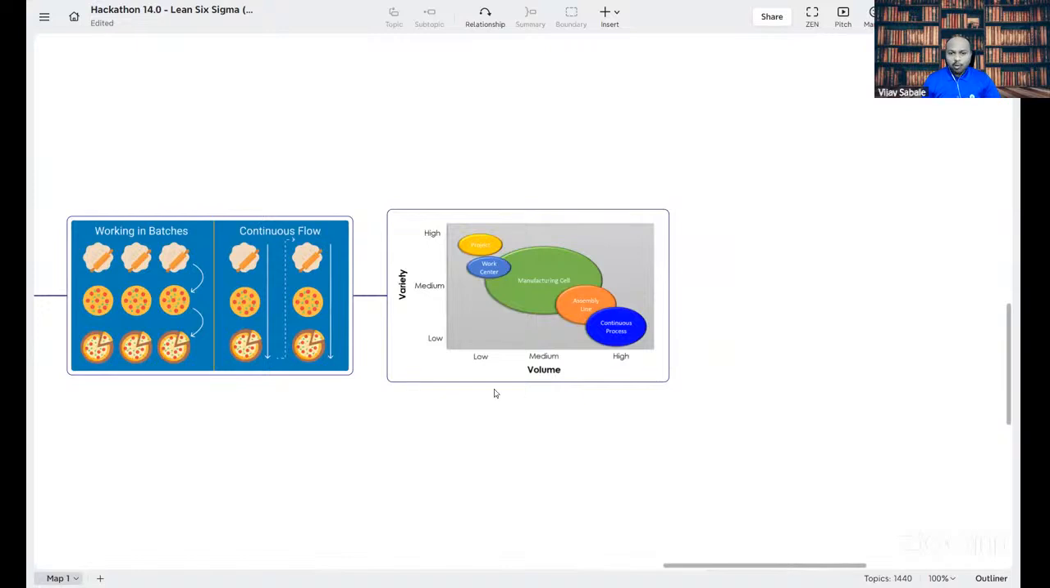Just look here. If you have low variety, that means almost all your parts have the same configuration, or there are only minor differences between them, and you have huge volume, right? In that case, continuous flow is the best one. If you have moderate variety and medium to high volume, then an assembly line will be the better one. If you have both medium, then you can think about a manufacturing cell. If you have very low volume and the variety is medium to high, you should have a work center, right? But if the situation is like you only have one or two units, very low volume and very high variety, that should be treated as project based, right? So continuous flow should not be used for this project one. Depending on the situation, you can use the appropriate approach here.